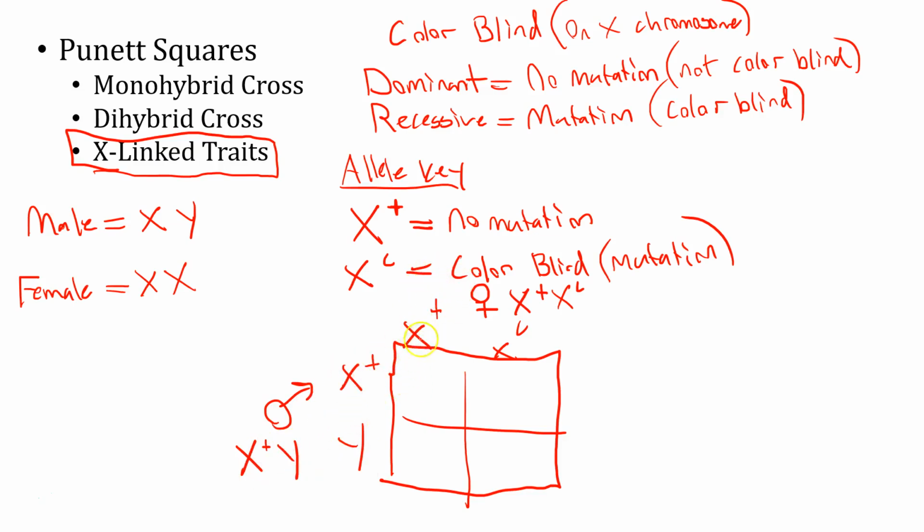So here, if this egg and this sperm met, it would be a zygote that's got 2 normal X chromosomes. They don't have the colorblind mutation. If this egg met this sperm, then there would be a heterozygous individual, X plus and XC, so they inherited this X chromosome from dad and this X chromosome from mom. Okay, and then if these 2 gametes met, this egg and this sperm, that would be a normal X chromosome with a Y, and then this would be an X with the colorblind mutation and a Y as well. Okay.